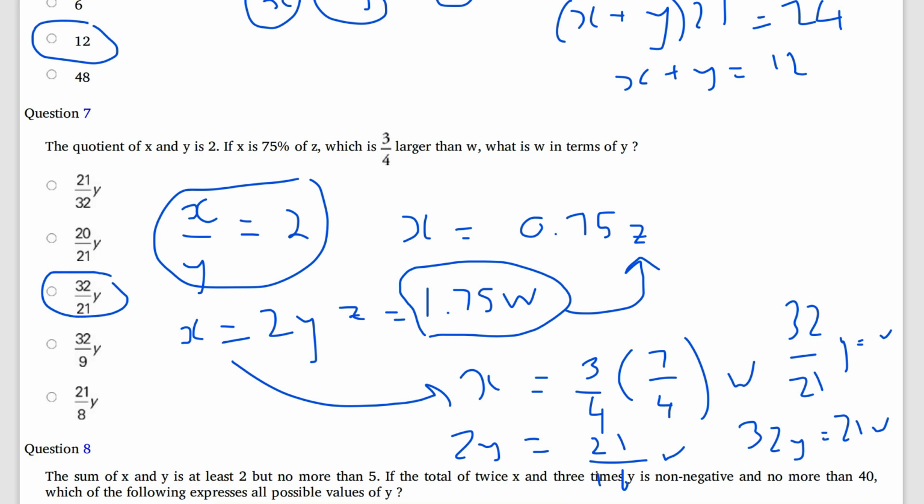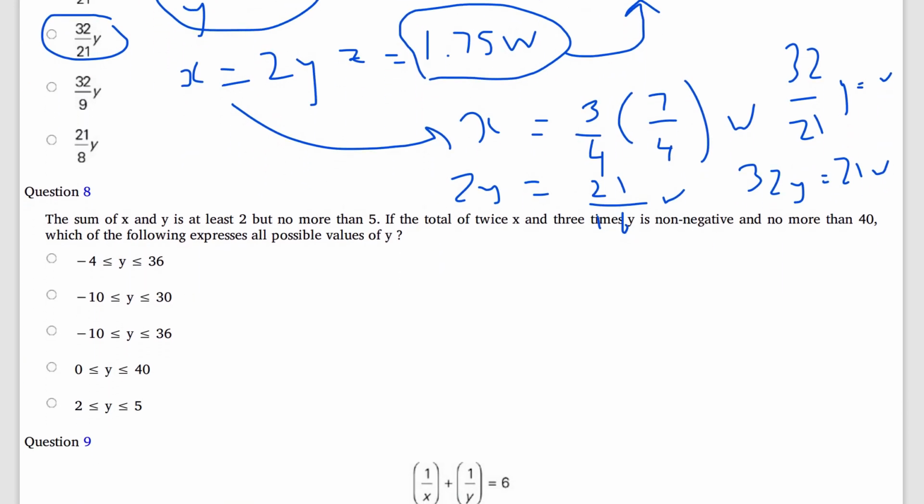Okay, let's keep going. This is really fun. I think we're now on to inequalities again. The sum of x and y is at least 2. So x plus y is greater than or equal to 2, but no more than 5. Interesting. So it's at least 2.